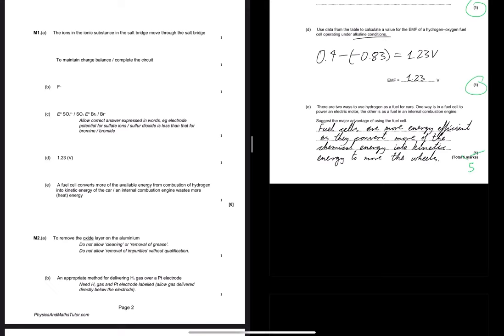They may accept, they may not, but I always try to be realistic. So fuel cells, I have to put two L's here. Fuel cells convert more of the available energy. I mean, saying it's more efficient is showing you're using more of the available energy. Okay, anyway, does it allow efficient? No, it doesn't.